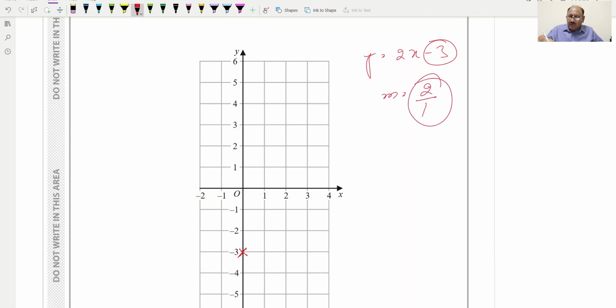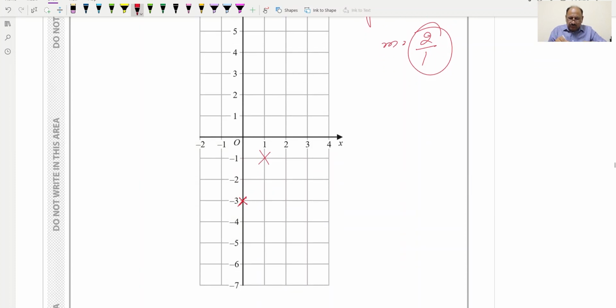So we can write 2 over 1. So from here, 2 units up, and 1 unit to the right plus 1. So we got this point, this one, and the rest of the working I'm erasing. And now we can draw the line joining these 2 points, and the line joining these 2 points will be like this one, and we'll extend this up to this line.